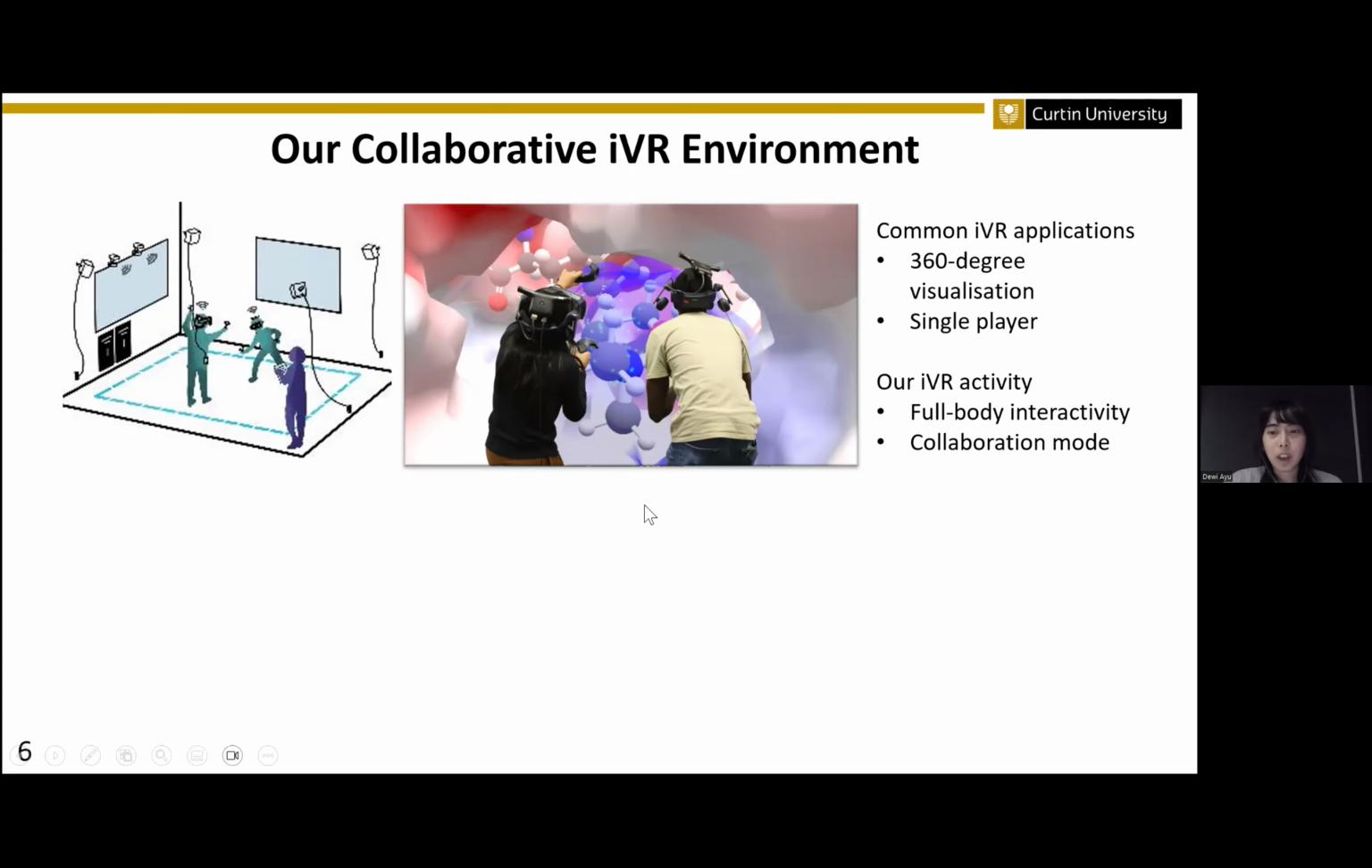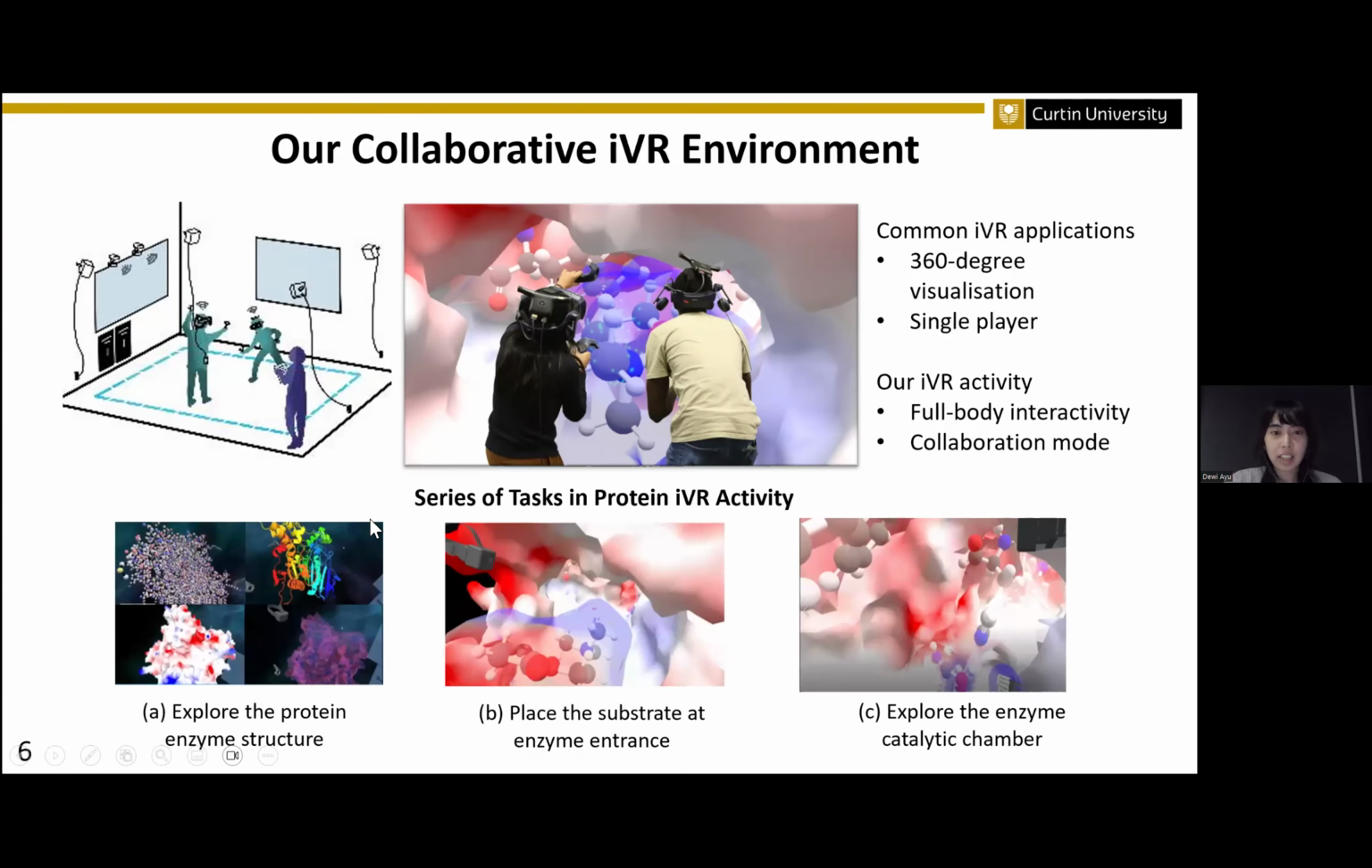And this VR application that we use for this study has a series of tasks. So first, they explore the protein enzyme structure. There are different types of visualization they can explore, the ribbon, the electron density, and discuss that. The second one is placing the substrate at the entrance of the enzyme. So they have to figure out the best position for it to react. And then lastly, they can explore the enzyme catalytic chamber. So actually go inside the enzyme and see how it looks and where everything is positioned.